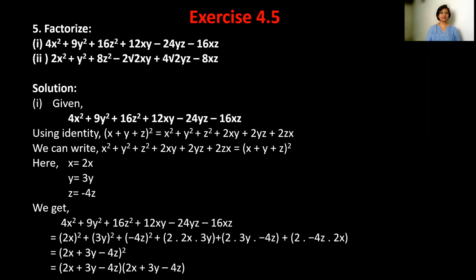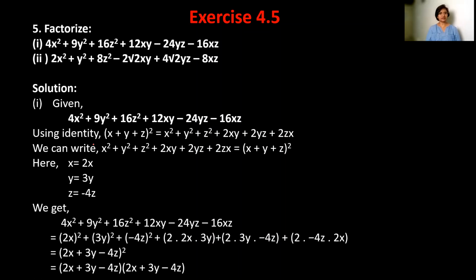In this video, I will cover some more problems related to factorization of polynomials. So here in exercise 4.5, we are in question number 5. We have to factorize these expressions. First expression is 4x square plus 9y square plus 16z square plus 12xy minus 24yz minus 16xz.